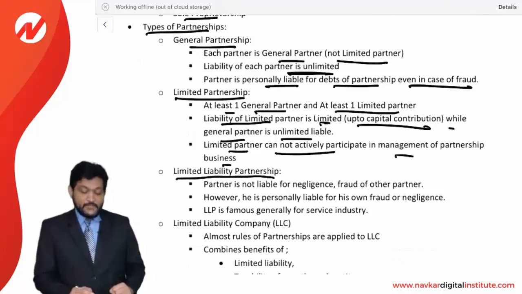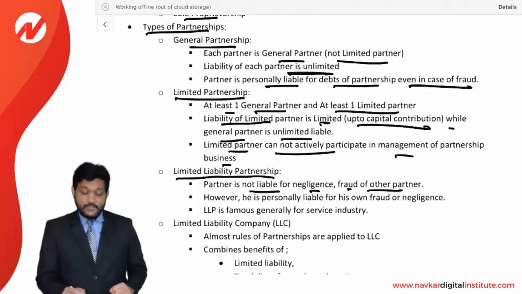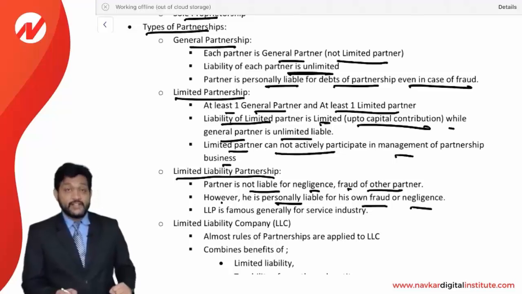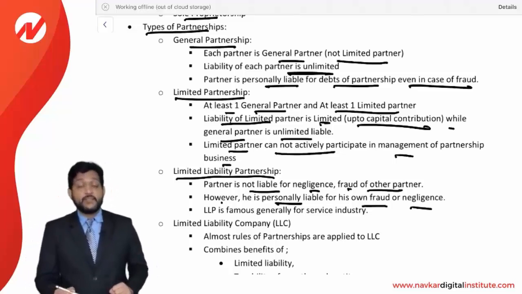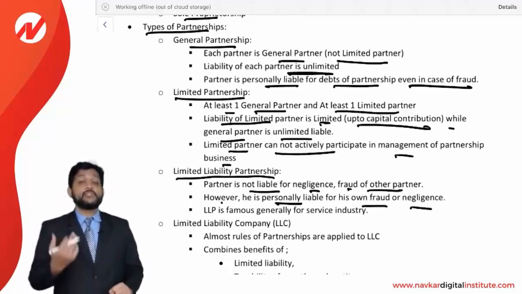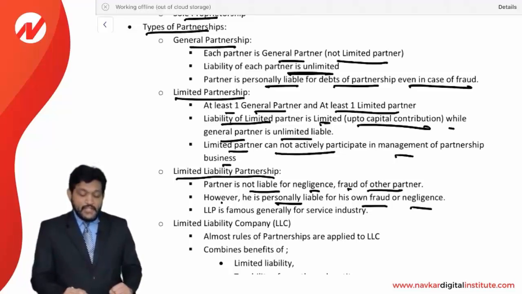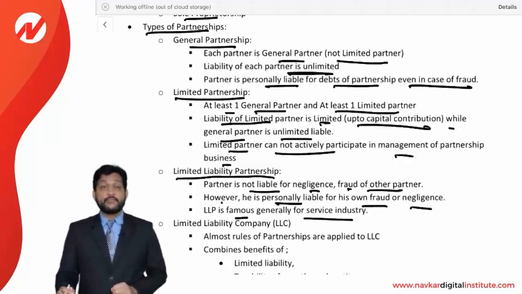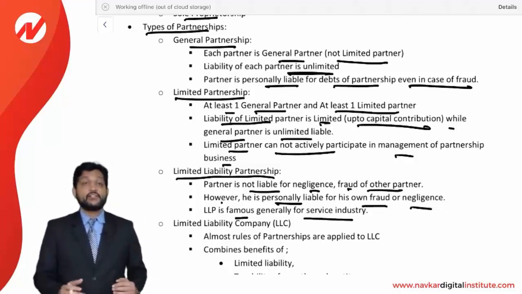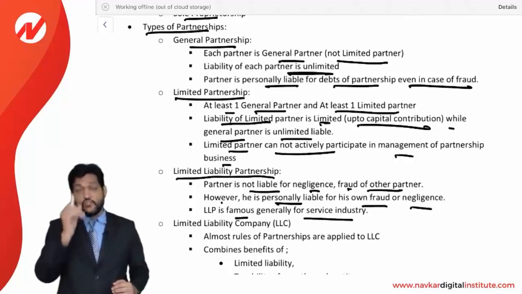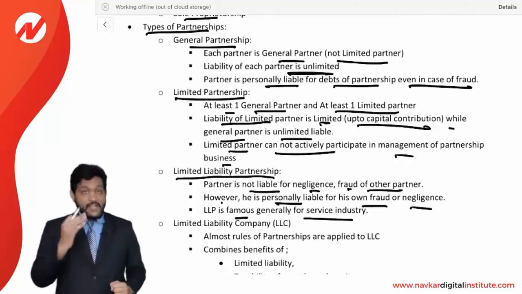Limited liability partnership: a partner is not liable for the negligence or fraud of the other partners. However, he is personally liable for his own fraud or negligence. If we talk about an LLP, a partner is responsible for his own fraud but not for the other partner's fraud. LLP is generally famous for service industries, like chartered accountants, CPAs, doctors, lawyers, all of whom form LLP partnerships.